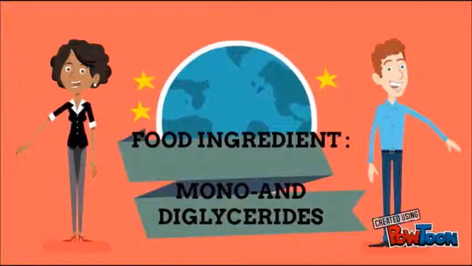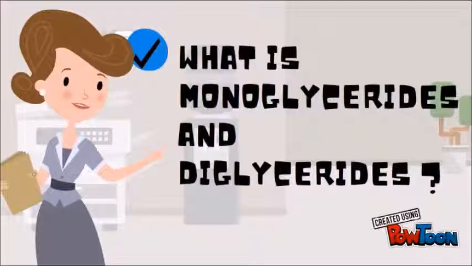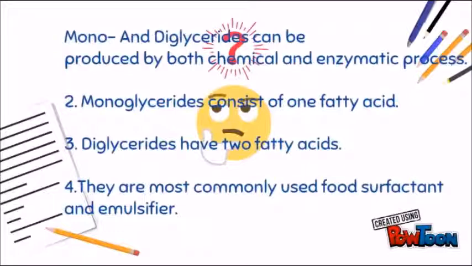For our mini project, the food ingredient that we choose is mono and diglyceride, which can be found in many food products. So, what is monoglyceride and diglyceride? What do you guys know about it? Nowadays, humans are mostly busy with their hectic lifestyle, so there is no time for them to prepare the food for themselves. But at the same time, they are very concerned about the food ingredients of the food product they consume. So, monoglyceride and diglyceride is a food ingredient that can be produced by both chemical and enzymatic processes.